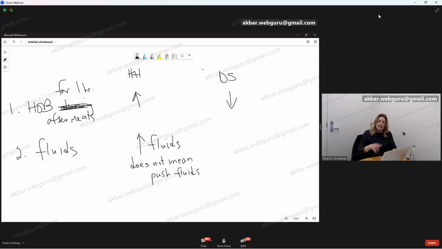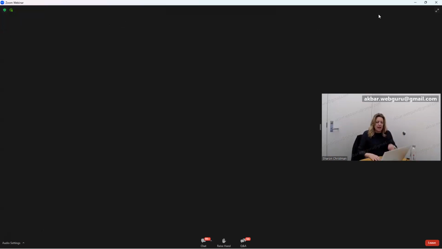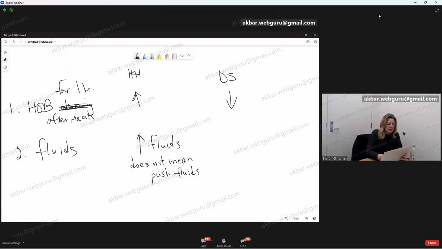So they eat 2 bites, take a sip. Eat 2 bites, take a sip. Because this is fluids with meals, don't forget. This is fluids with meals, not just fluids in general. So increase their fluids with meals. It doesn't mean push fluids, but they need to drink while they're eating.